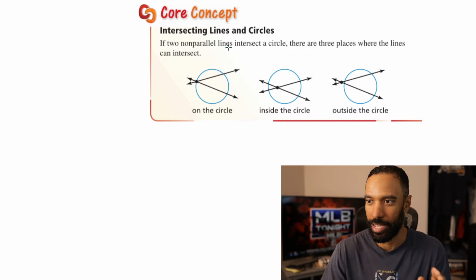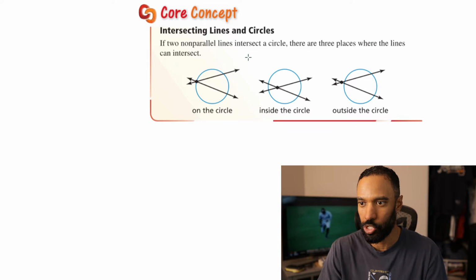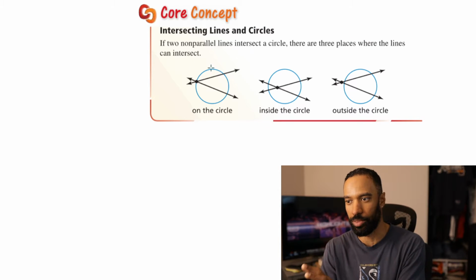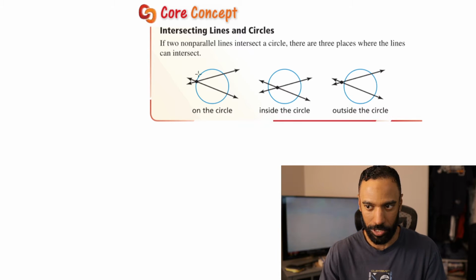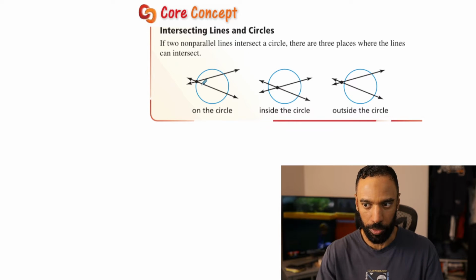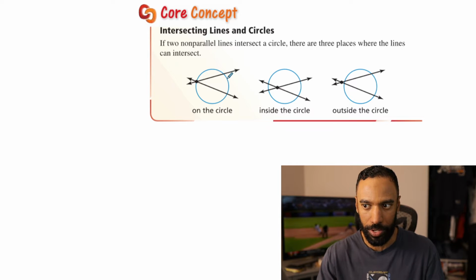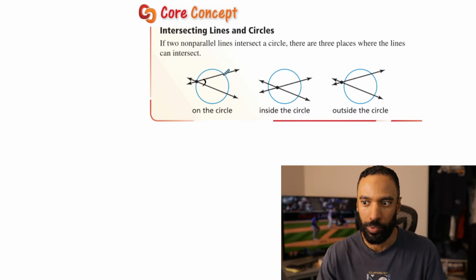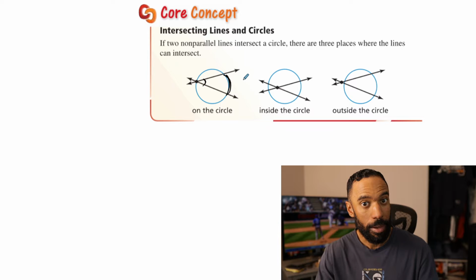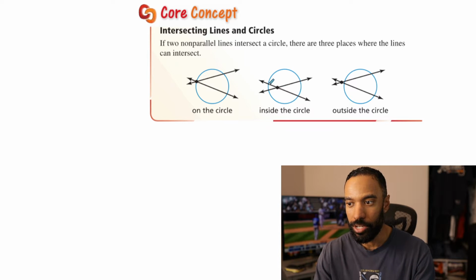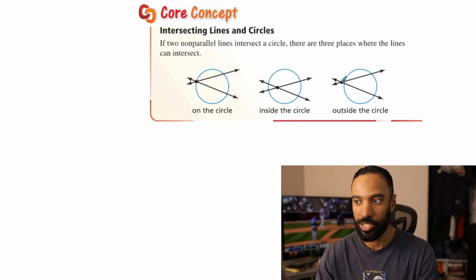If two non-parallel lines intersect a circle, there are three places where the lines can intersect. Oh, they're not doing the formulas yet. But this first one is super important, on the circle, right? If you're on the circle, this is where you can feature, say, an inscribed angle, which is half the measure of its intercepted arc. Remember that, obviously. It can also intersect inside the circle, and it can intersect outside the circle.